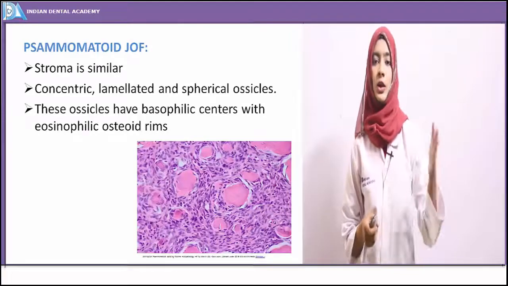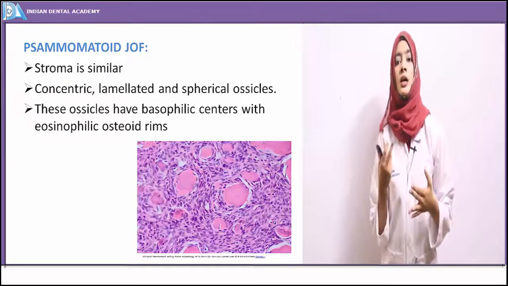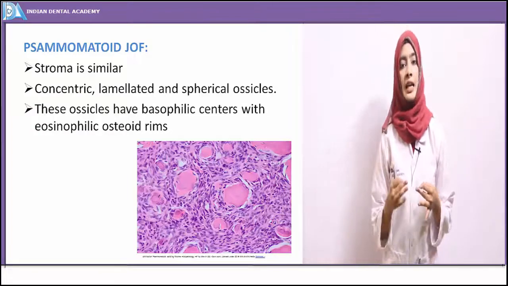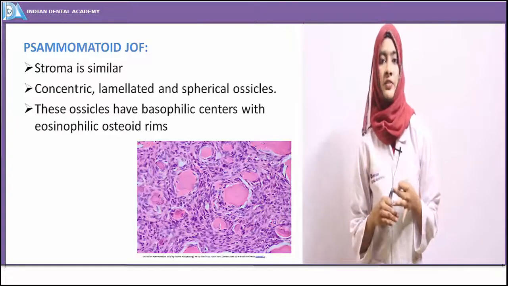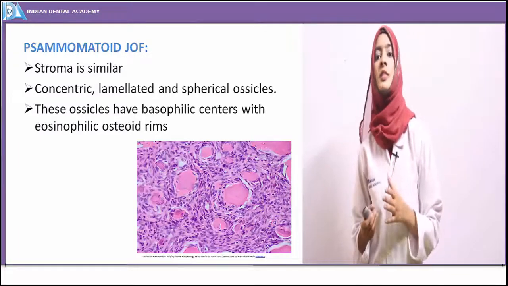So we have seen all the fibro-osseous lesions, that is fibrous dysplasia, cemento-osseous dysplasia, and the neoplasms, that is the ossifying fibroma. These are the most important or common ones.